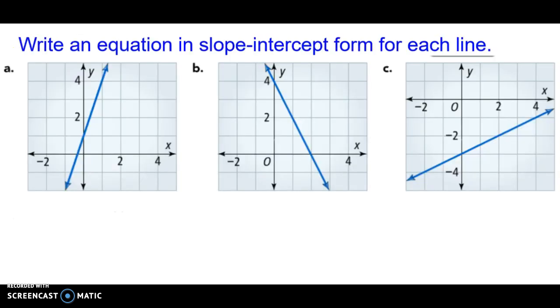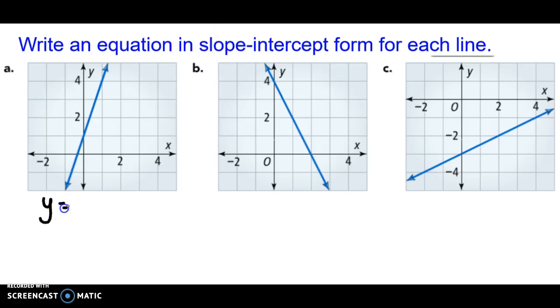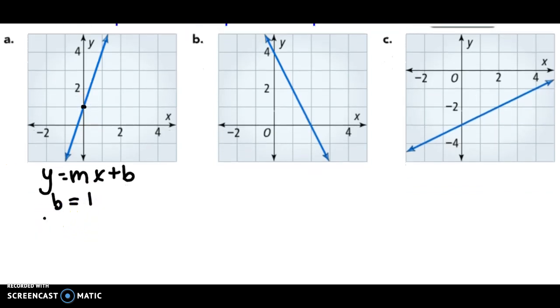Okay, so the question says, write an equation in slope-intercept form for each line. Remember, slope-intercept form says y equals mx plus b. Remember, your b is your y-intercept, so first let's find that. Where we cross the y-axis is simply here at 1. Then, remember, m from a graph can be found by rise over run.